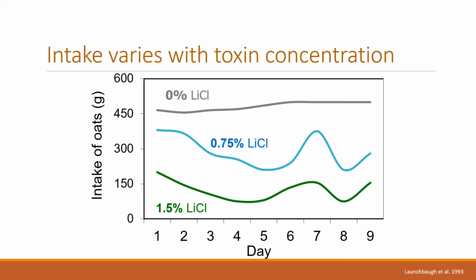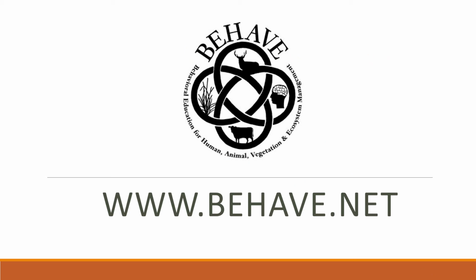So in other words, the bottom line is animals are pretty sensitive and really able to vary the amount of food that they eat depending on the toxin concentration, assuming that they can figure out what that concentration is. So those are some really basic principles. We know that animals respond to feedback. Positive feedback gives preferences, negative feedback gives aversions.